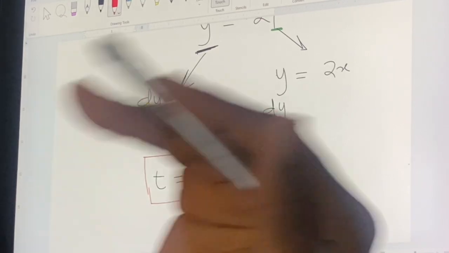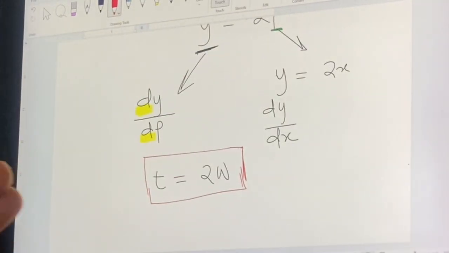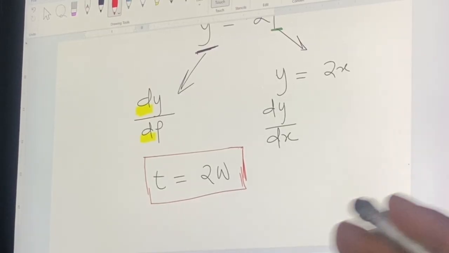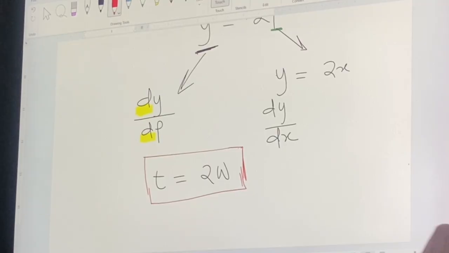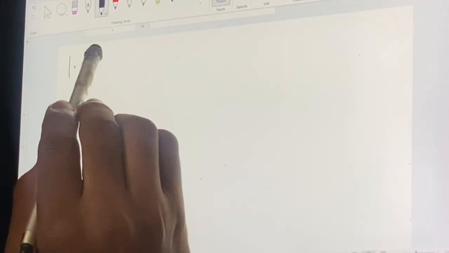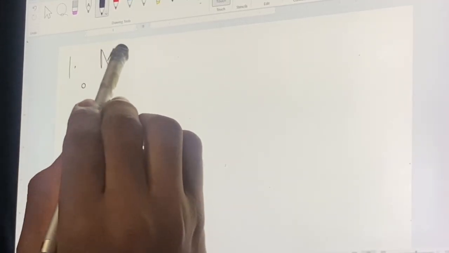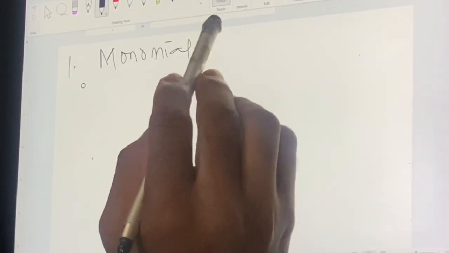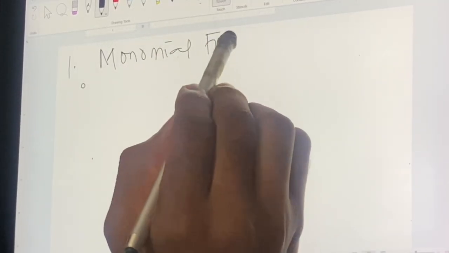You can differentiate them, but the format you use to differentiate a particular function might not be the format you use to differentiate other functions. So we have to learn the functions and their pattern of differentiating them. Let's take the first function here, that is the first one we have to consider, the monomial function.